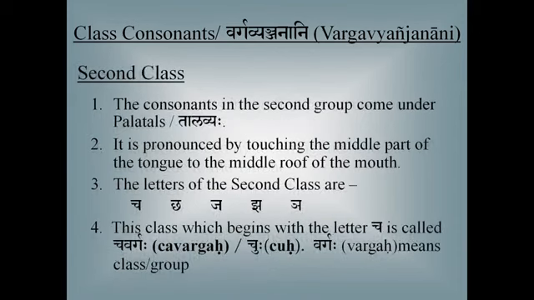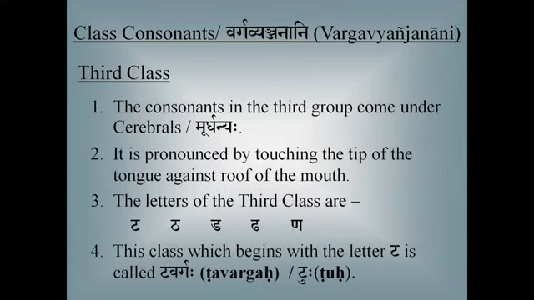Then the second class, which are called palatals, where the sound comes from the palate, the tongue touching the palate of the mouth. So therefore they are called palatals. In Saṃskṛtam it is called talavyaha. All these things we have seen. And the letters of this group, cha, chha, ja, jha, nya. These are the 5 letters. This is the second class.